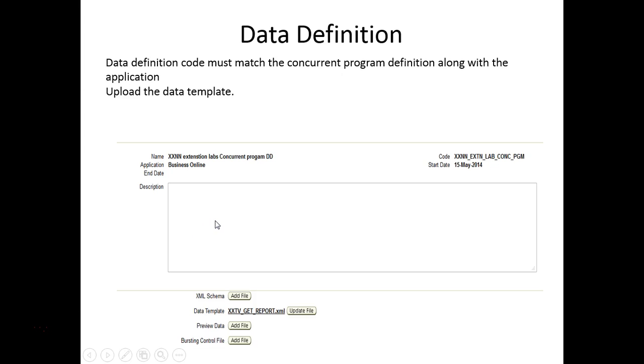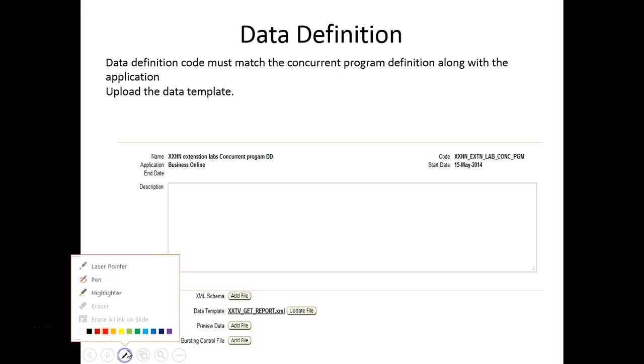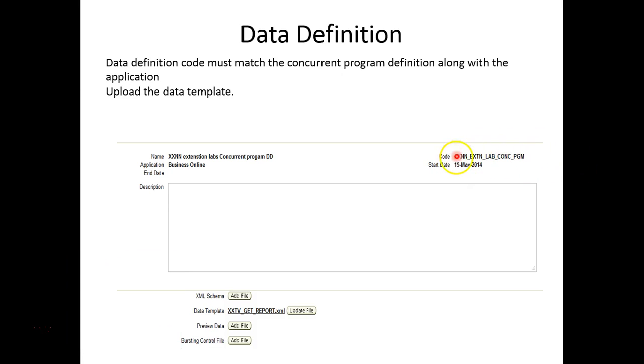When you come to the data definition, it's pretty straightforward. The code has to match the short name of the concurrent program. The data template you'll upload into the data definition.